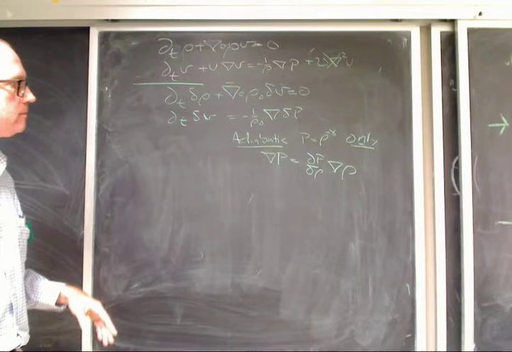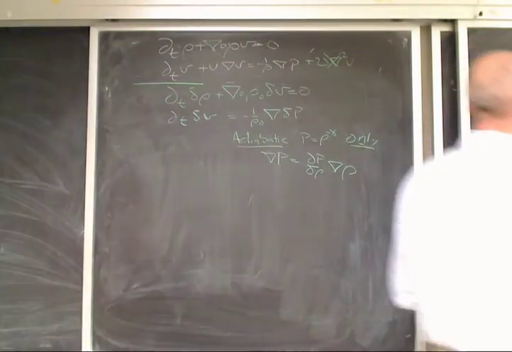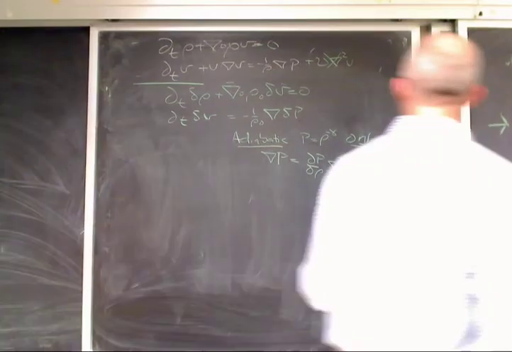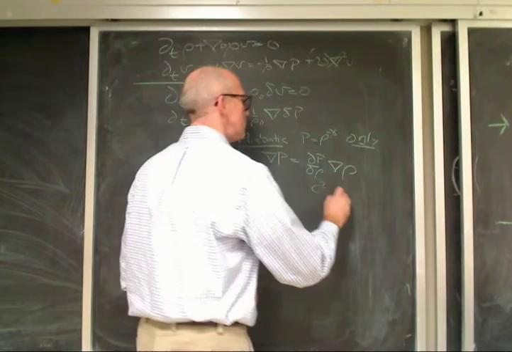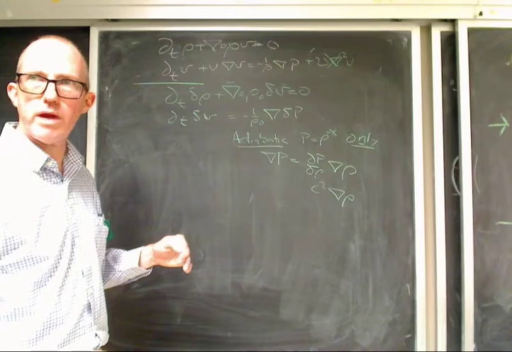So in this algebra section, grad p goes to c squared grad rho. So we're going to call this a number. Let's call it c squared for now, and then we'll see why I get to call it something squared in a minute.